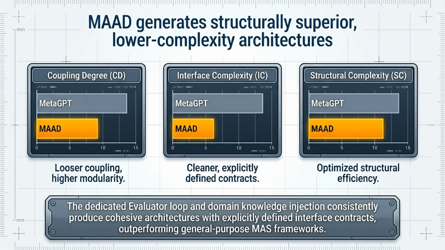The results were undeniable. MAAD generates structurally superior, lower complexity architectures. Compared to MetaGPT, MAAD achieved a lower coupling degree, meaning higher modularity. It also achieved lower interface complexity with cleaner, explicitly defined contracts, and highly optimized structural complexity. The dedicated evaluator loop and domain knowledge injection consistently produce cohesive architectures that simply outperform general-purpose frameworks.